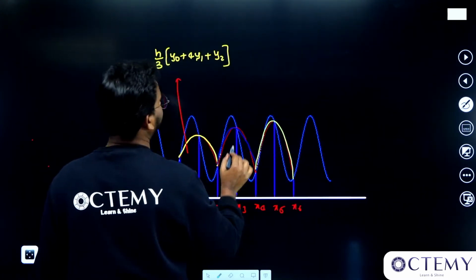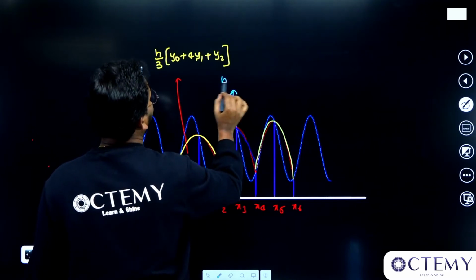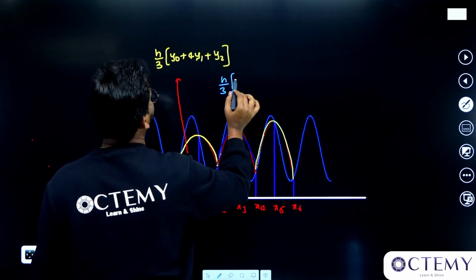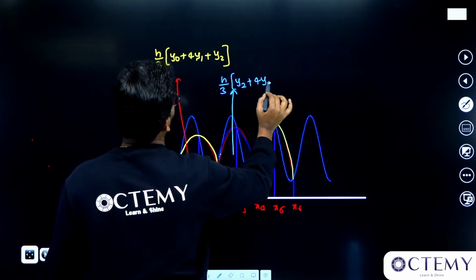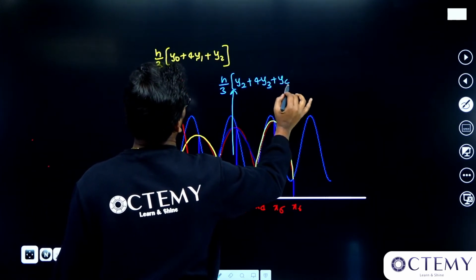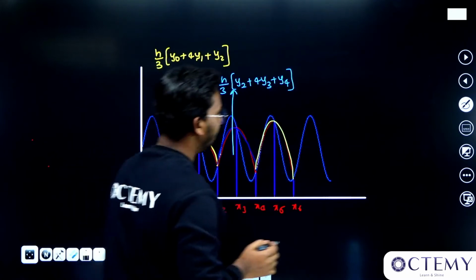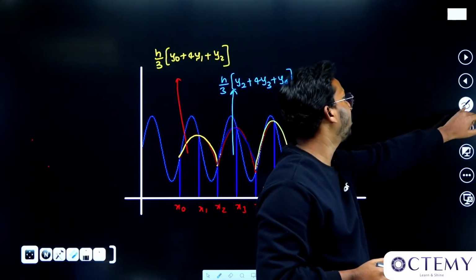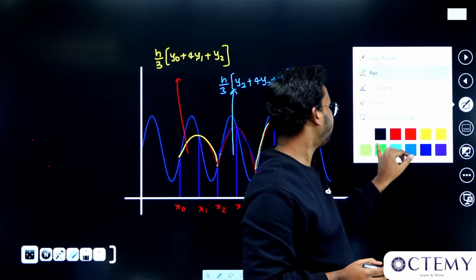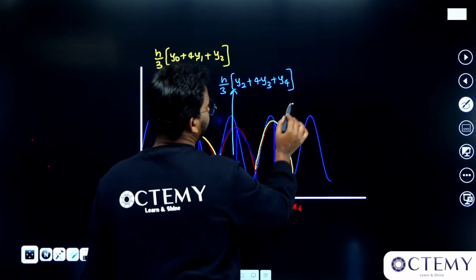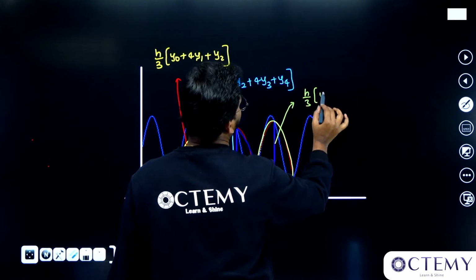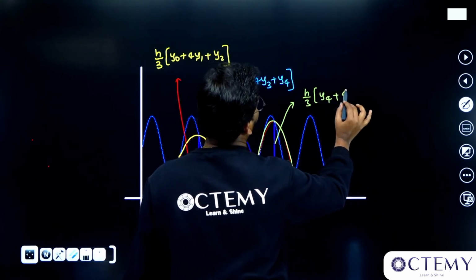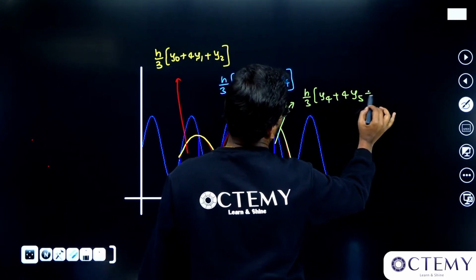For this next curve, the area will become h by 3 times y2 plus 4y3 plus y4. Similarly, what will this last one become, sir? This last one will become h by 3 times y4 plus 4y5 plus y6.